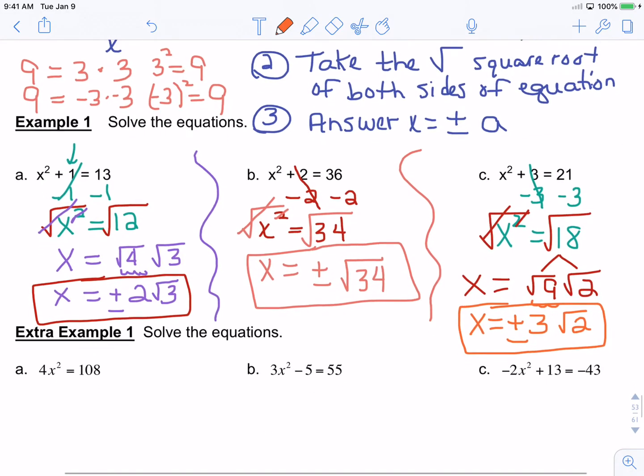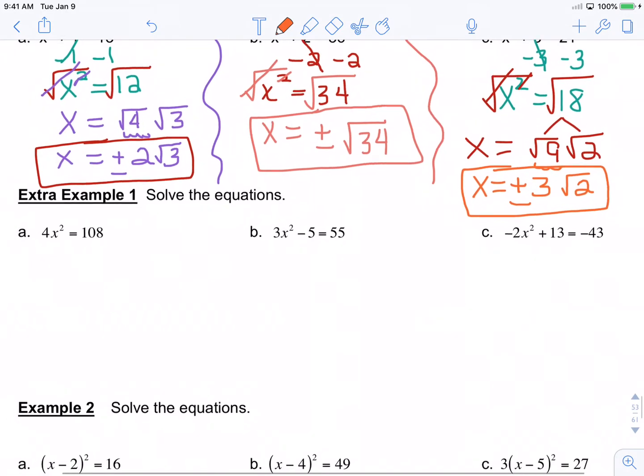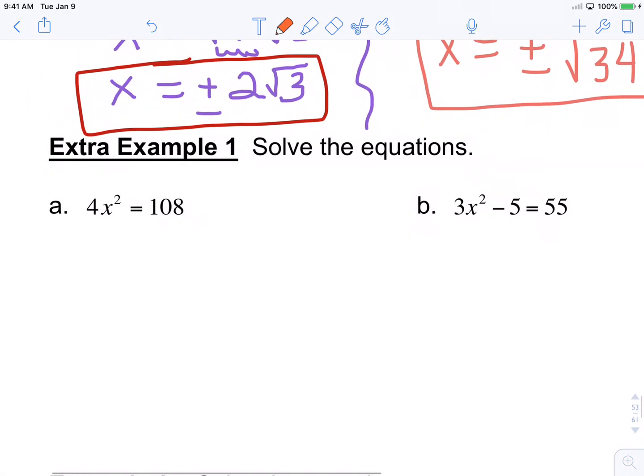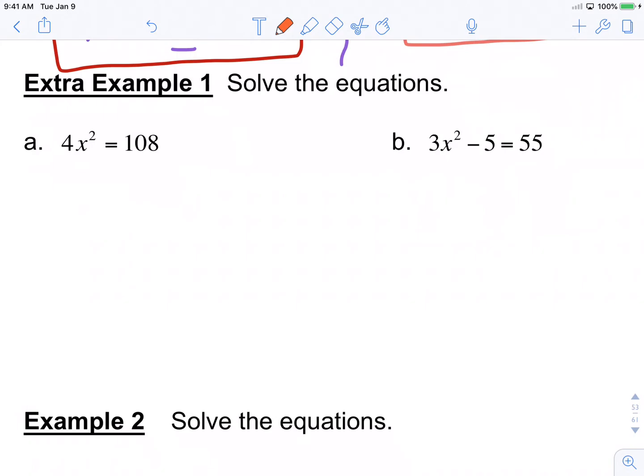In extra example 1, we're going to do, again, similar steps. Our goal is to solve for x squared, so we're still going to follow that process, but these look a little different. So looking at letter A in extra example 1, again, solve the equation. We have to isolate x squared first. So we need to get x squared by itself. Well, in this case, we have 4 times x squared. And the opposite of multiplication is division. So we are going to divide by 4. See if you can do that. Take the 4x squared and divide the 4 out.